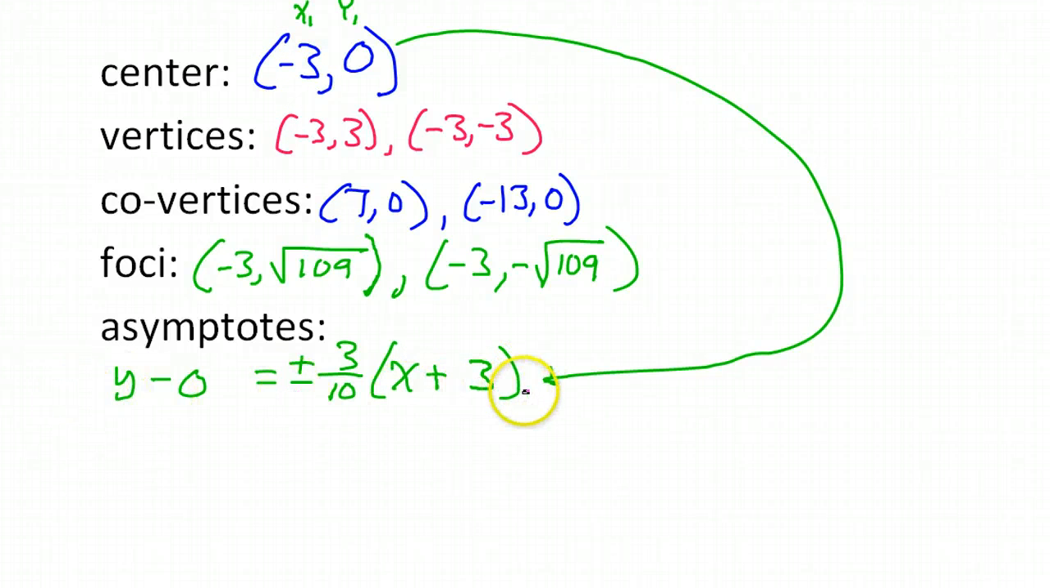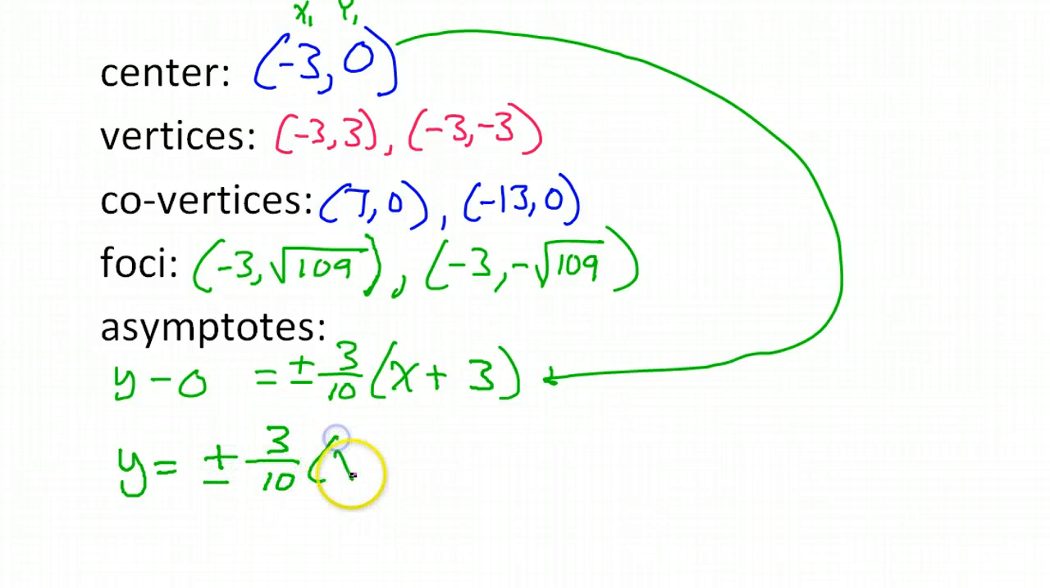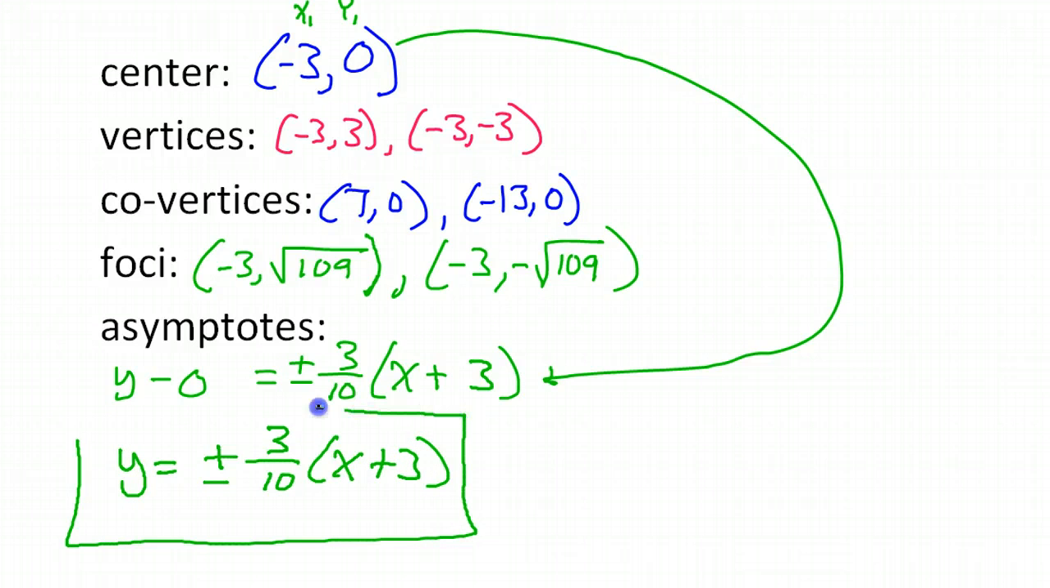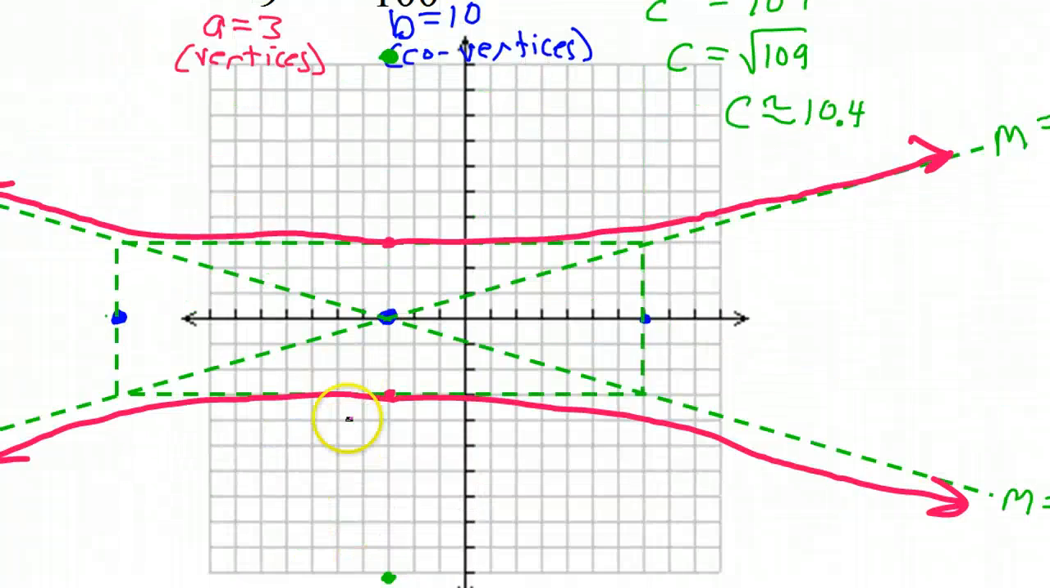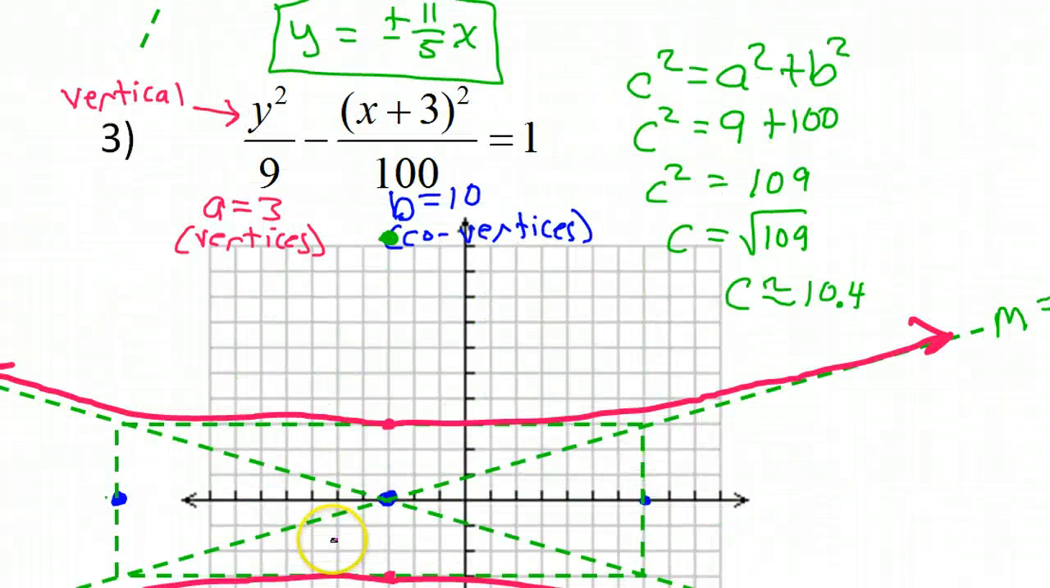If you left it like this, I would give you full credit. A mathematician would not put the minus 0. All you would see is plus or minus 3 over 10 times x plus 3. Now understand that's the equation for really two separate asymptotes, one with a positive slope and one with a negative slope. But anyway, that's how you do problem number 3.